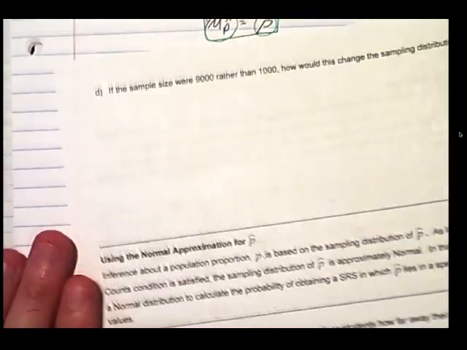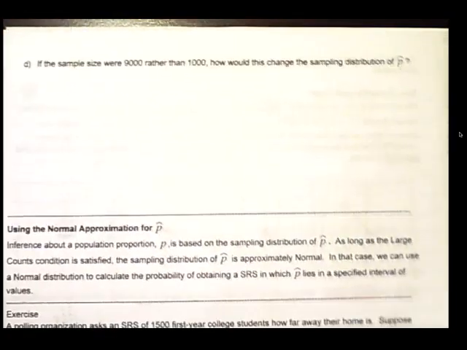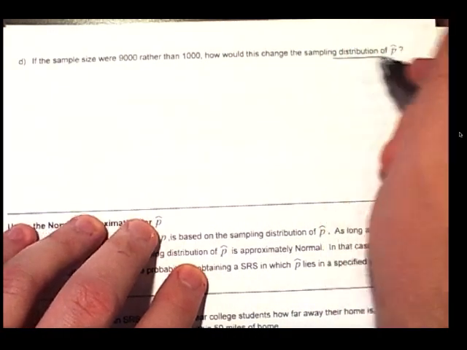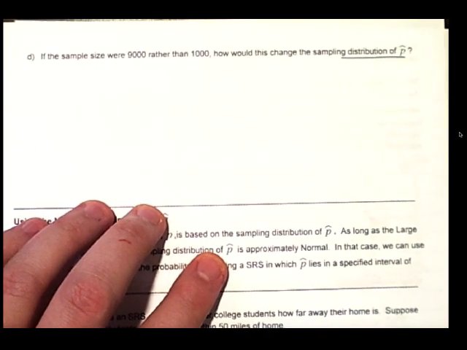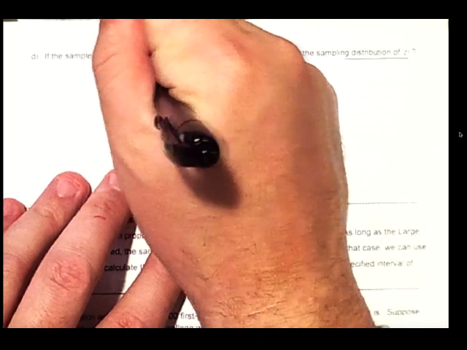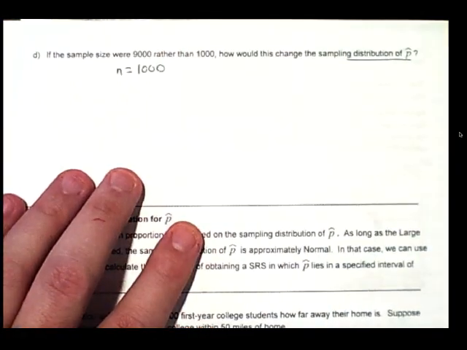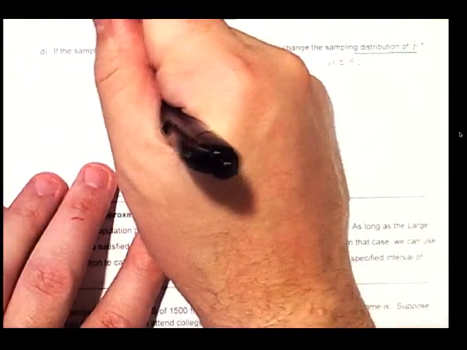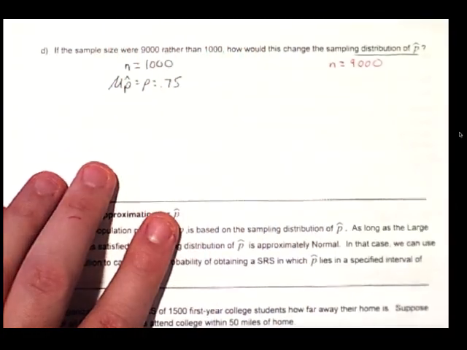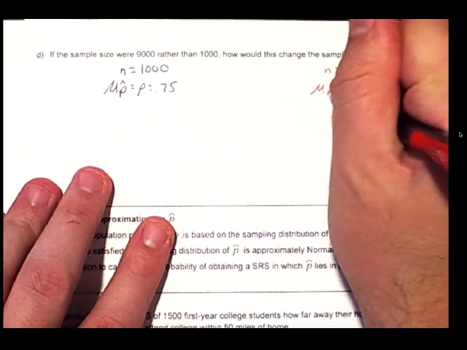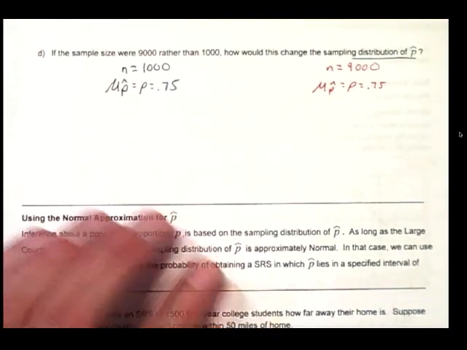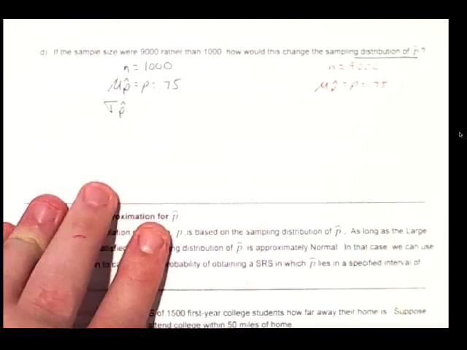Now let's look at the next part of this question. It says, if the sample size were 9,000 rather than 1,000, how would this change the sampling distribution of p hat? In one case we have a sample size of 1,000, and in another case a sample size of 9,000. So what did we say before? We said that mu of p hat equals p, which is 0.75. That wouldn't change here. The true proportion is still 0.75. What would change, however, is the spread of the sampling distribution.